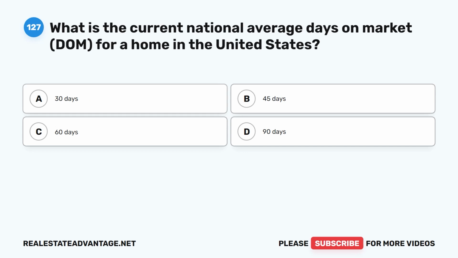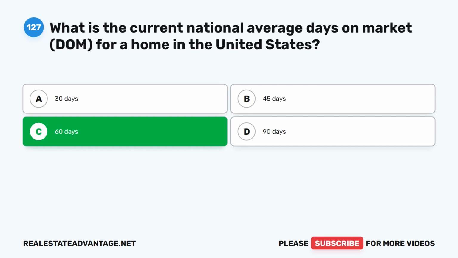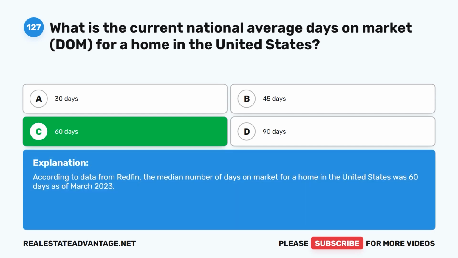Question 127. What is the current national average days on market, DOM, for a home in the United States? A. 30 days. B. 45 days. C. 60 days. D. 90 days. The correct answer is C. 60 days. According to data from Redfin, the median number of days on market for a home in the United States was 60 days as of March 2023.